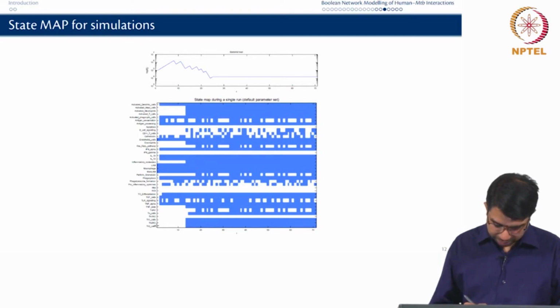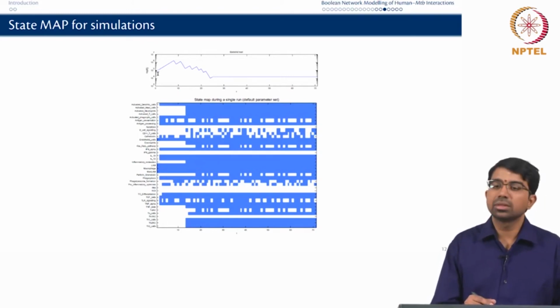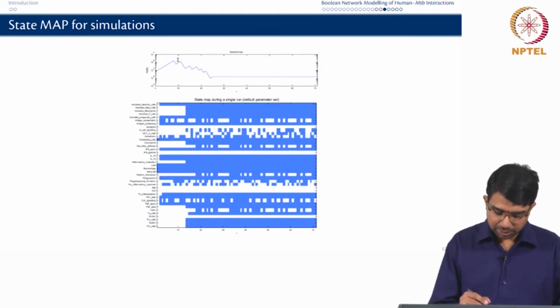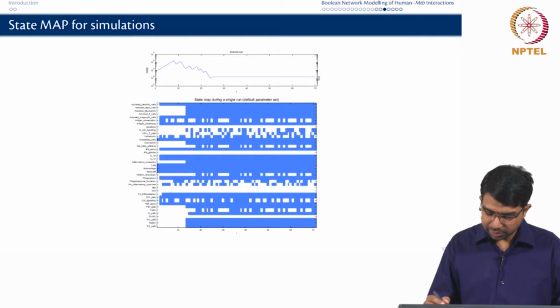I have not shown bacteria here because it makes more sense to look at bacteria as the load, because we have a discrete update for bacterial population after each time step. So, this is how the bacterial population varies. After this point of time it basically goes into persistence.